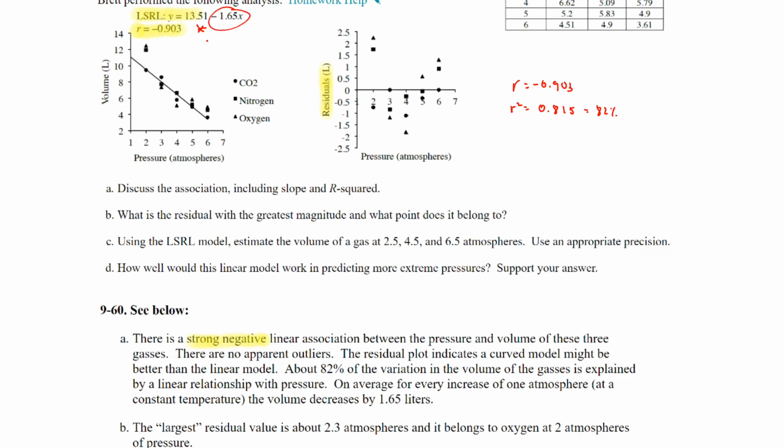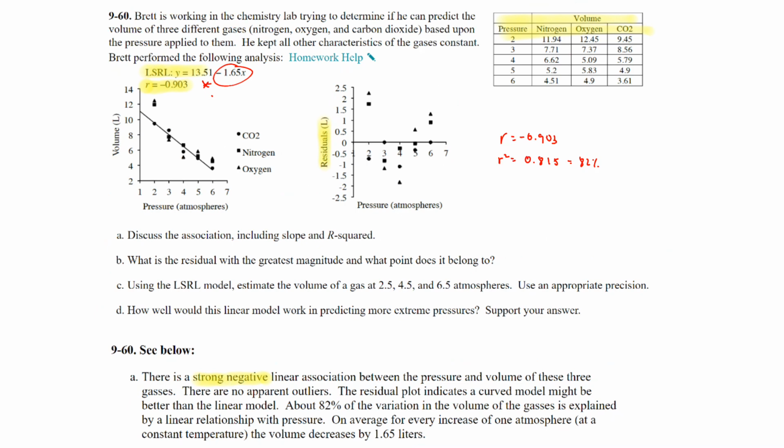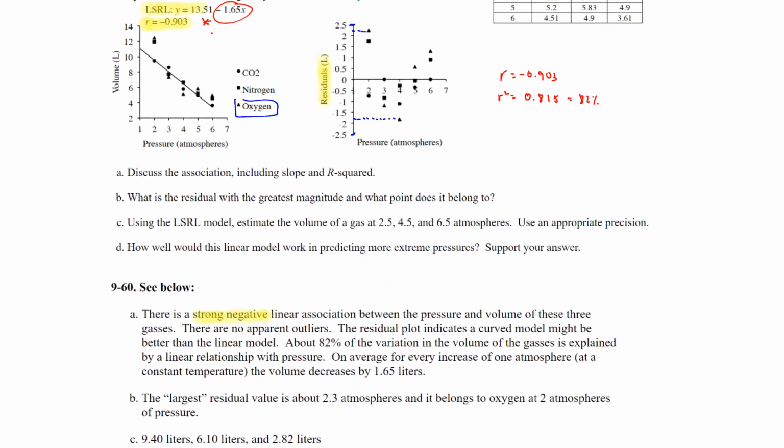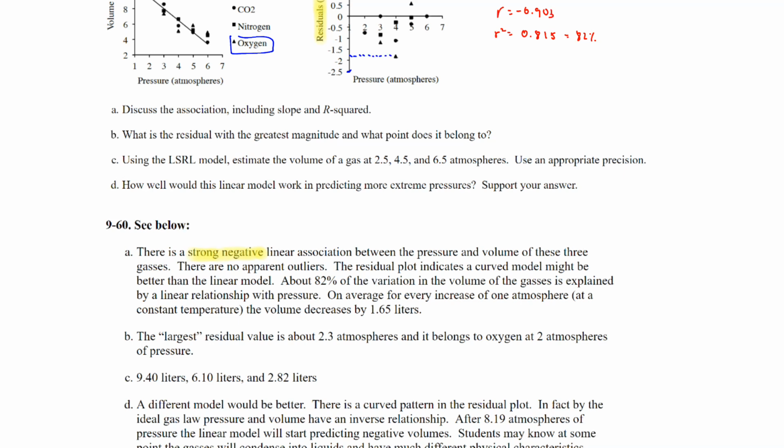All right, part B: what is the residual with the greatest magnitude and what point does it belong to? So looking at your residual plot, which point seems to be farthest away? Pay attention, this is at 2.5 and negative 2.5. So this one is somewhere here. Looks like this one on top with the triangle, which represents oxygen, would be the largest residual value. And the largest residual value is about 2.3 atmospheres, and it belongs to oxygen at 2 atmospheres of pressure.